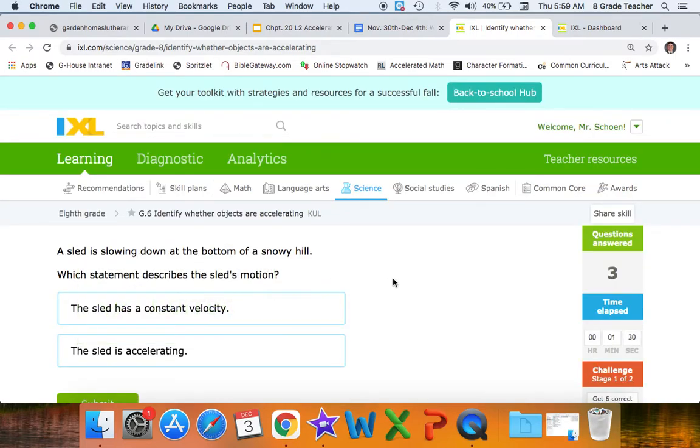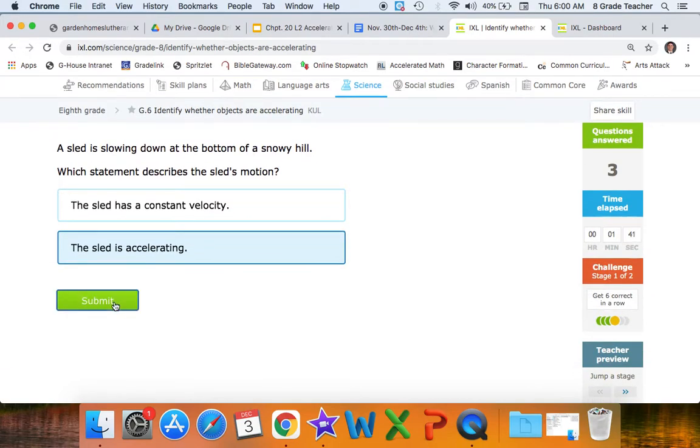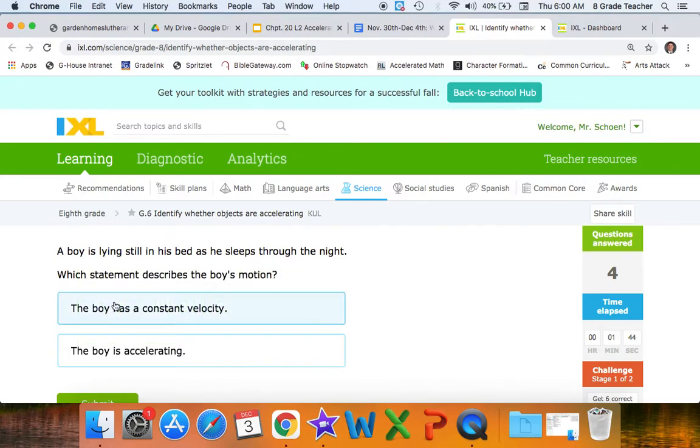A sled is slowing down at the bottom of a snowy hill. Which statement describes the sled's motion? Again, our 3 questions. Is it speeding up? Is it slowing down? Is it changing direction? Right here it describes slowing down, so we say it's accelerating, even though that acceleration is in the opposite direction.